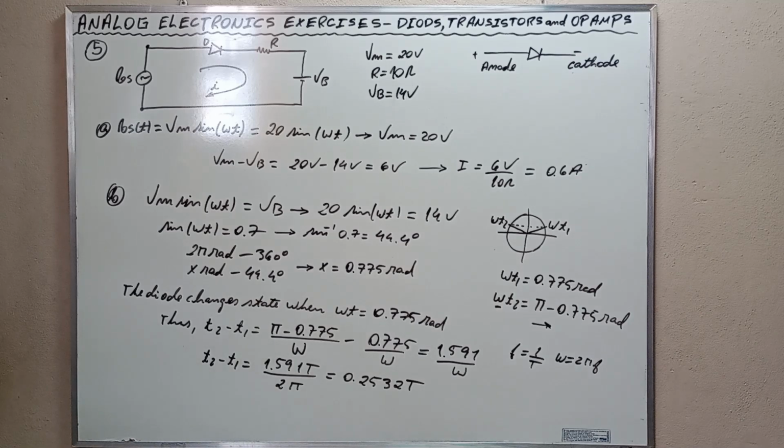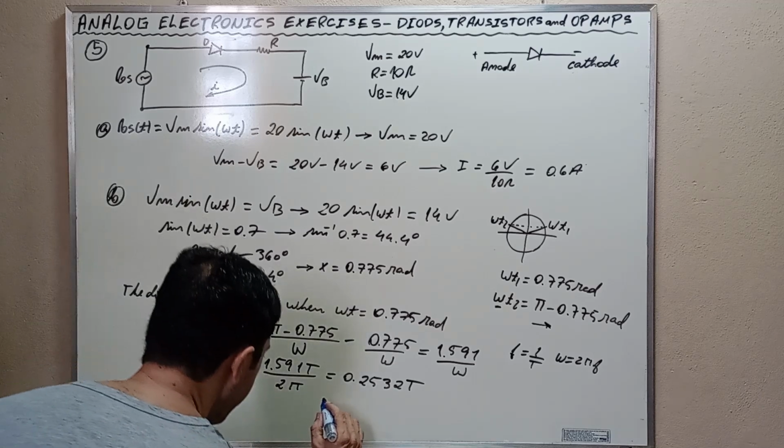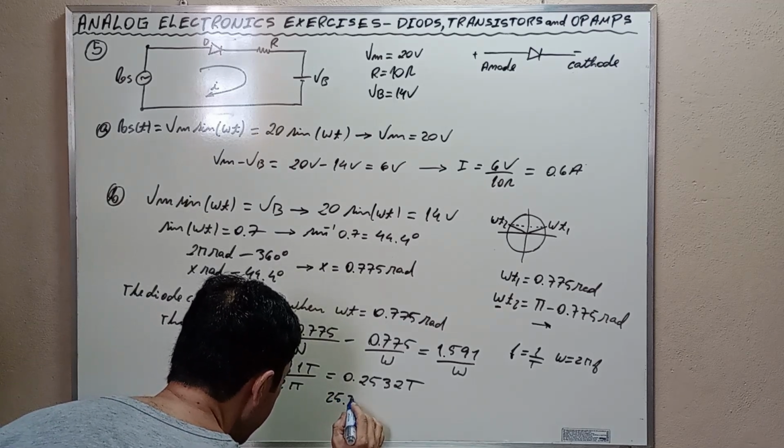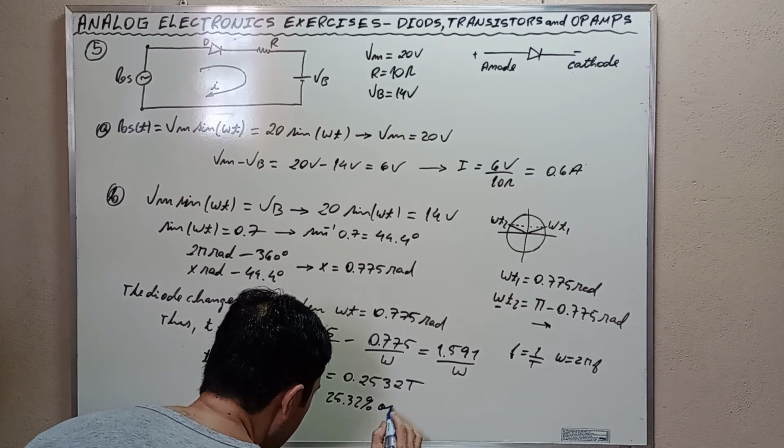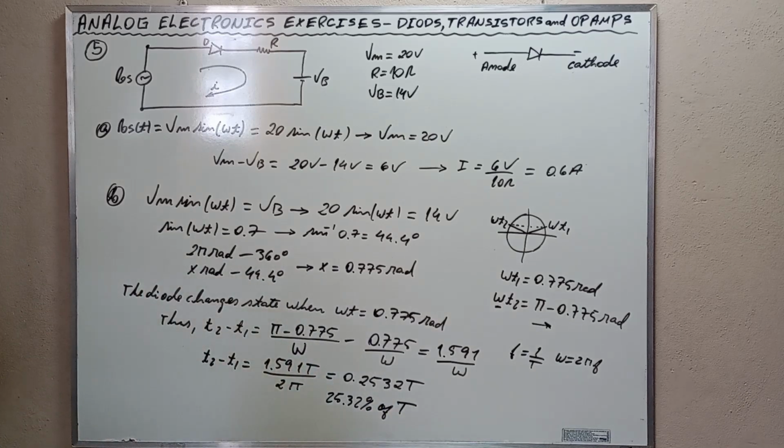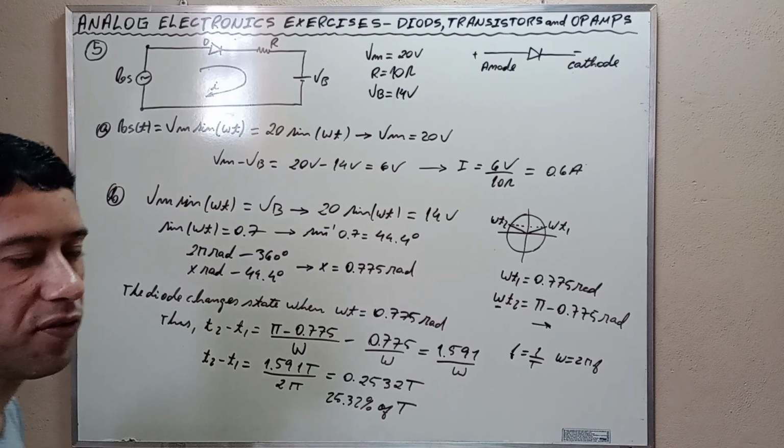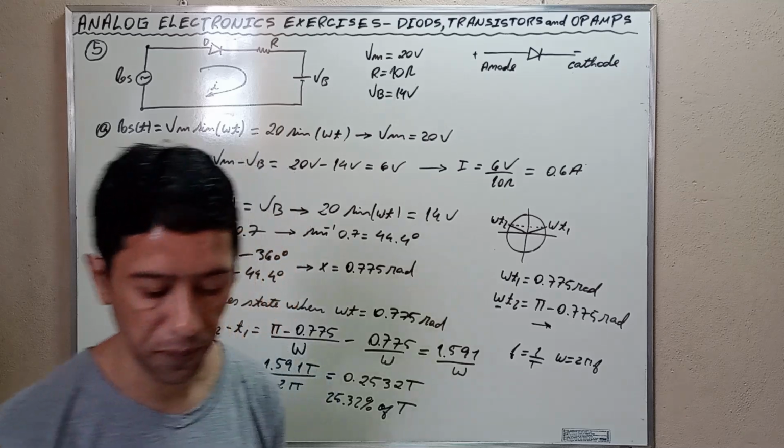We conclude that the diode is on for 25.32% of the period. That is, in each cycle, the diode conducts for 25.32% of the time. Okay, my friends, this is all for exercise 5. Let's go to exercise 6.